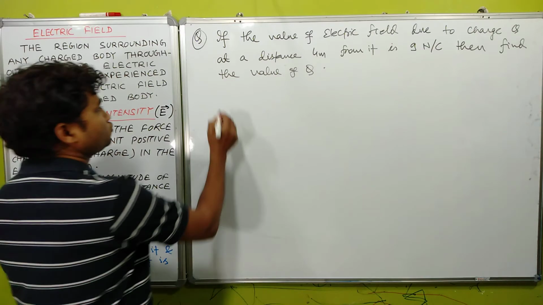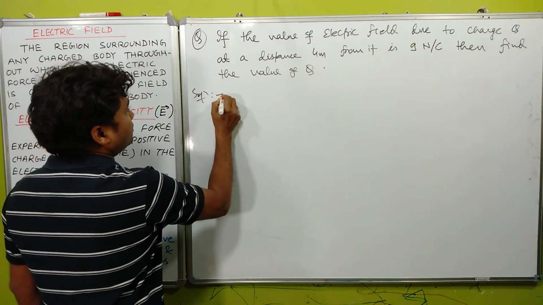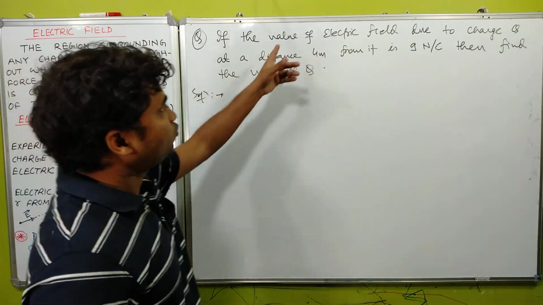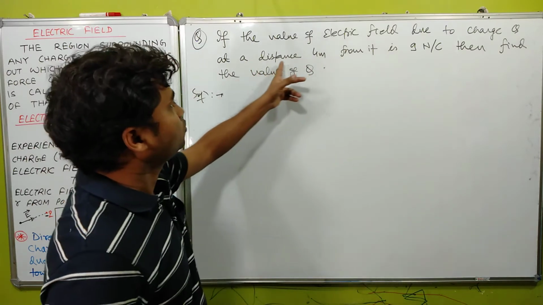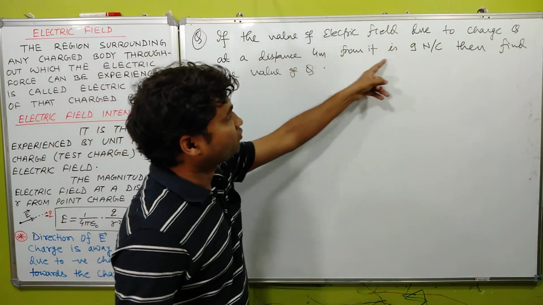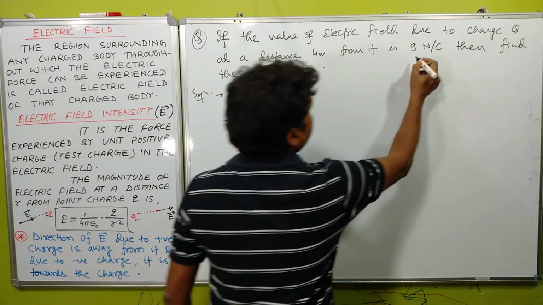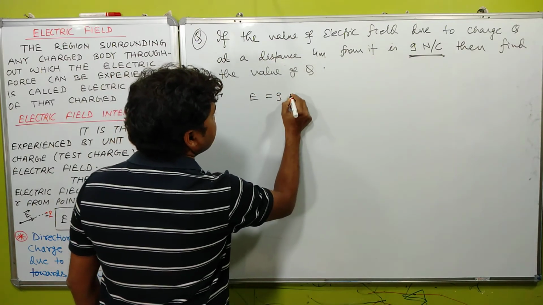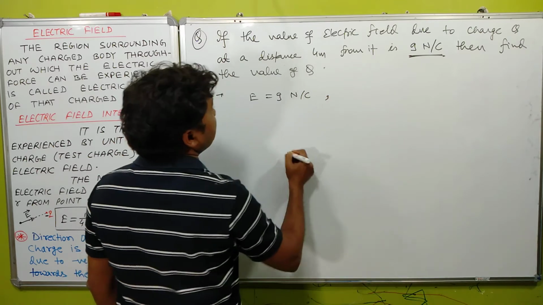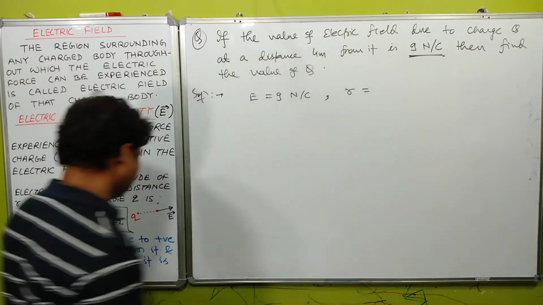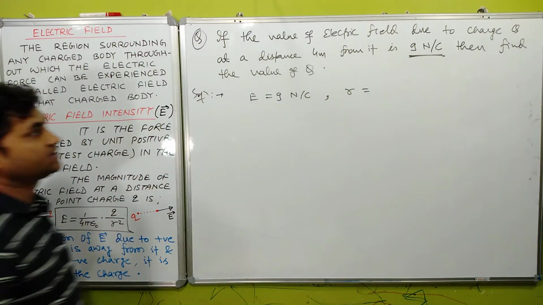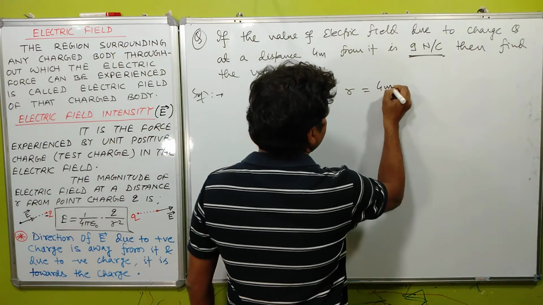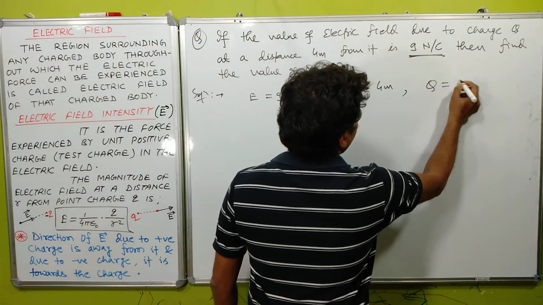Okay, student. What is given here? The value of electric field due to charge capital Q at a distance 4 meter from it is 9 Newton per Coulomb. This 9 Newton per Coulomb, what is this? This is E. The value of E is given as 9 Newton per Coulomb. Distance small r is given as 4 meter, and you have to find the value of Q.